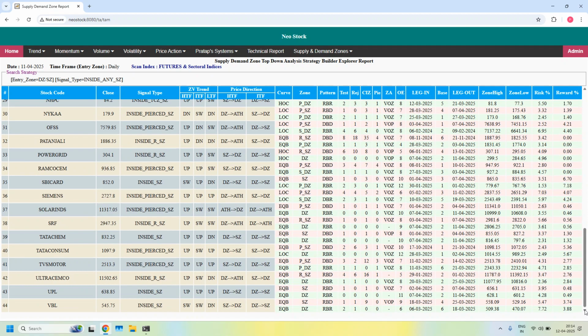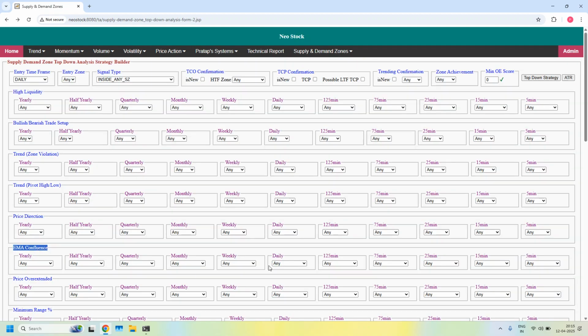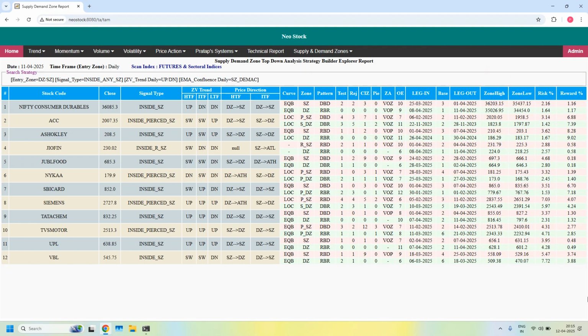Out of these 44, how many daily supply zones are having daily EMA Confluence? We should filter. So in the EMA Confluence at daily time frame, I am checking whether the daily supply zone has daily EMA Confluence or not. At the same time, the trend on daily should not be sideways. It can be up or down. With these filters, the list has come down to 12 stocks. So this is about the daily time frame.